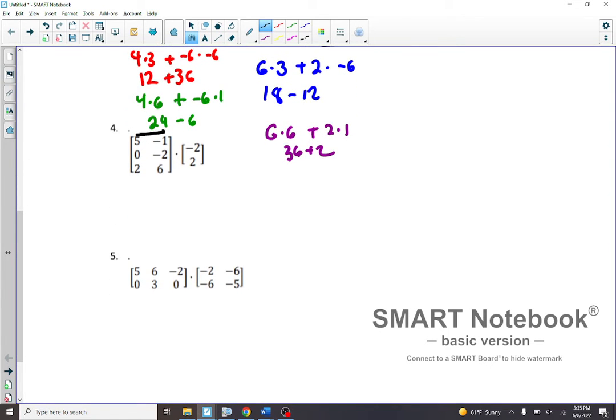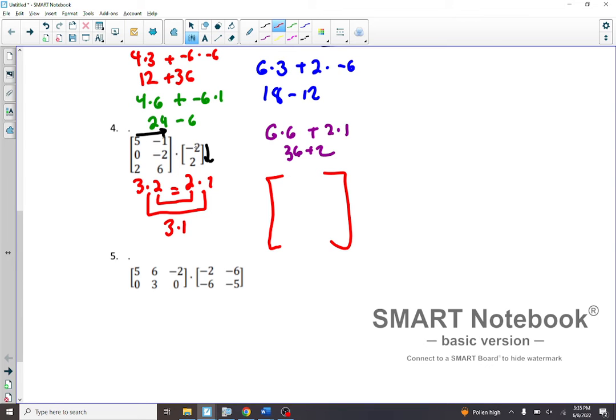Number 4, sideways to here. So this is a 3 by 2, and this is a 2 by 1. So since the 2's match, your new result is going to be the outsides, which is a 3 by 1. So I'm going to have a 3 by 1 over here. Did I mess up? Wait a second. This is a 3 by 2. This is a 2 by 1. So this should be a 3 by 1, which means it should look like this.